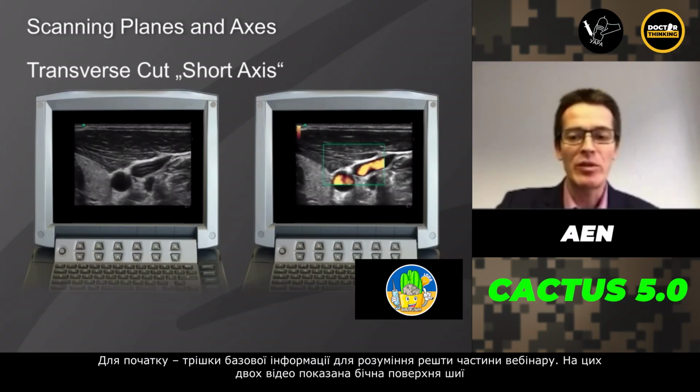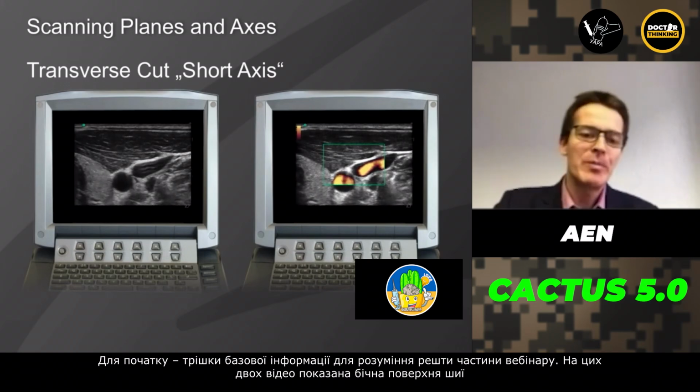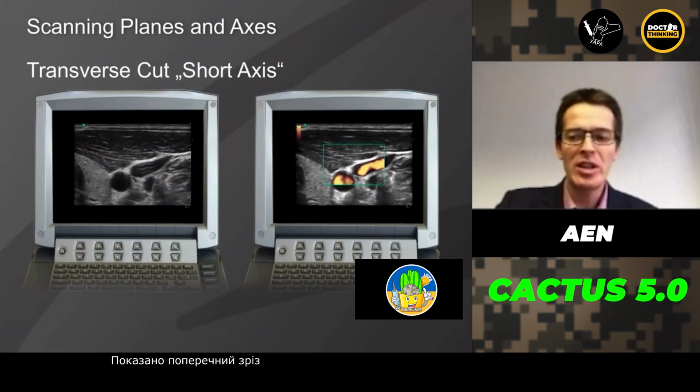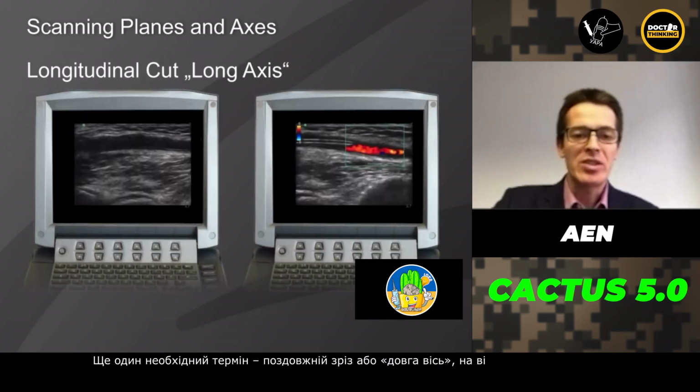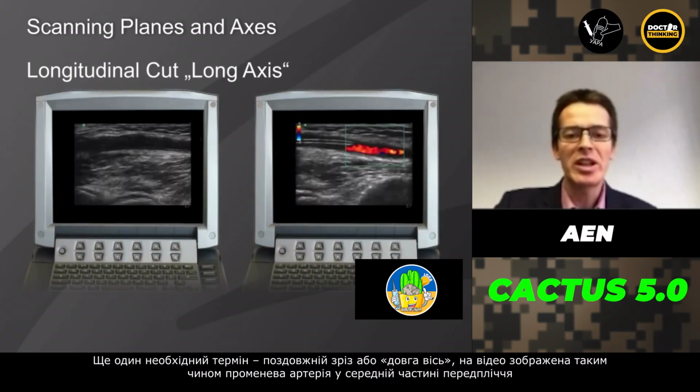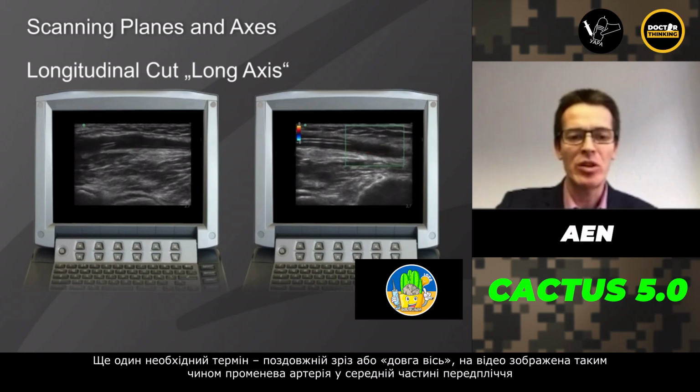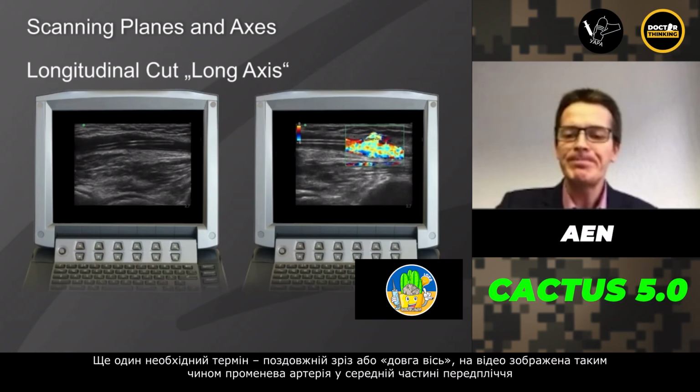To start with, we go over some basic information so that we know what we're talking about within the rest of this webinar. So we look at the lateral neck on these two videos here, and the anatomical structures are shown in a transverse cut, which is also known as short axis. The other term we need is obviously a longitudinal cut or long axis, which is shown here on a radial artery on the mid-forearm.